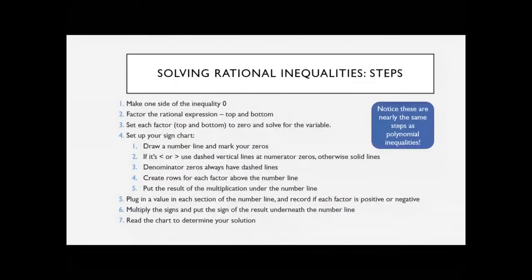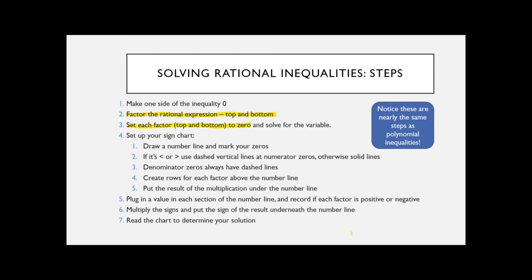So I have the steps for rational inequalities. These are near identical to the polynomial inequalities. I'm just going to highlight the differences. When you factor, you need to factor both the top and the bottom. And then you set the factors to 0, both the top and the bottom. So you're looking for where things are 0 on the top and the bottom. The top gives you the zeros, the bottom gives you the asymptotes. And we need to know the locations of both of those.